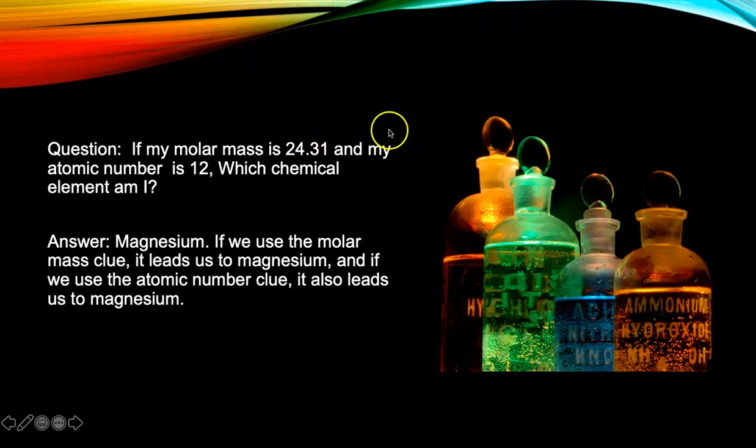Our example here is that if you have a molar mass of 24.31 and the atomic number is 12, which chemical element is it? Now, the answer is magnesium, and we use that because we have 2 clues here. We have the molar mass clue, which is 24.31, and the atomic number. Now, if we rely on just one of those, we are going to get magnesium, and when we combine those 2 things, then we're sure that our answer is magnesium.